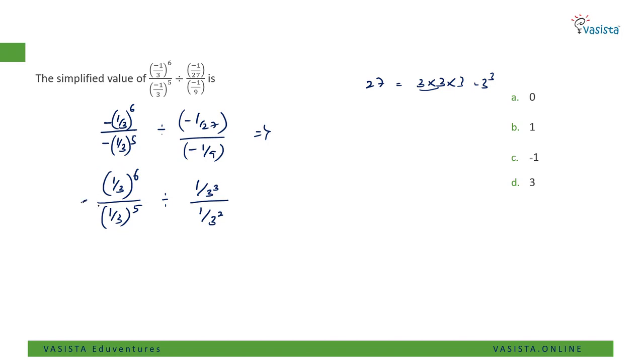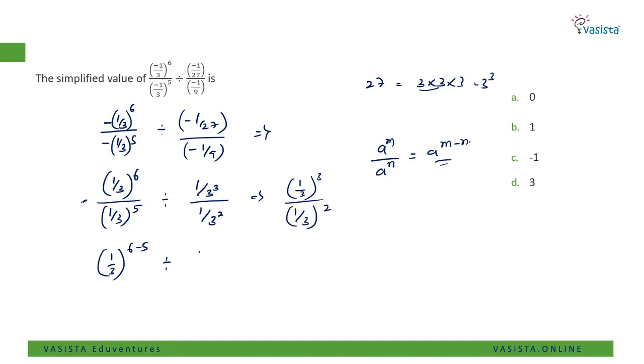So this particular term, let me solve: 1 by 3, base is same, 1 by 3, right? A to the power of m divided by a to the power of n, which can be rewritten as a to the power of m minus n, right? So base is same here, so automatically what happens, 6 minus 5, that divided by, right? So 1 by 3, this again we can rewrite, right? 1 by 3 to the power of 3 divided by 1 by 3 to the power of 2, right? So now again this will become 1 by 3 to the power of 3 minus 2.